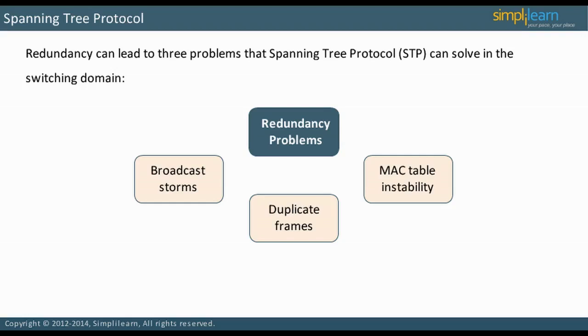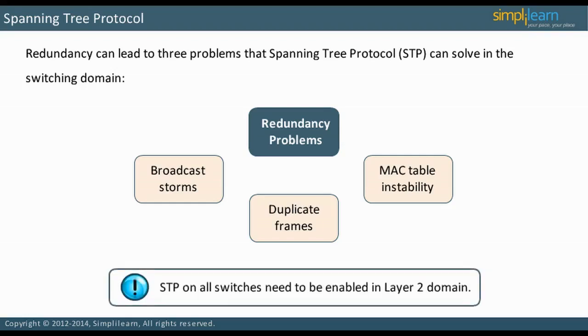Spanning tree is enabled by default for all virtual local area networks, VLANs. Always enable STP on all switches in the Layer 2 domain. If STP is disabled, bridging loops are not detected and prevented. Let us move on to the next topic, switching problems.